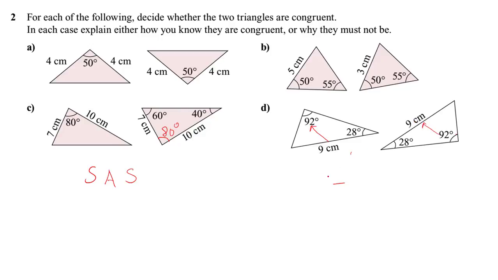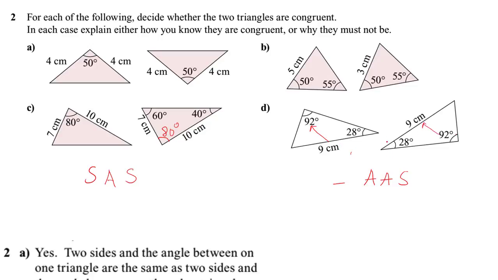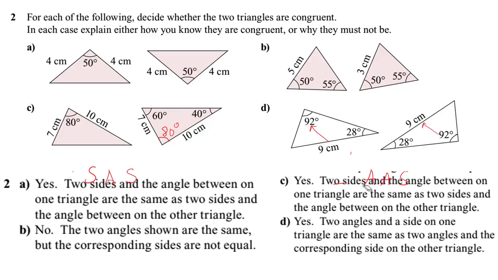So therefore, because I've got two angles that are the same, and I've got the corresponding side being the same, these ones are congruent. Okay, so the corresponding side is the 9 and the 9. How do I know that? Because they're opposite 92 degrees, so therefore they're corresponding sides. And I've also got two angles that are the same. Okay, so if you want to pause the video quickly and mark your answer, pause the video and mark your answer.